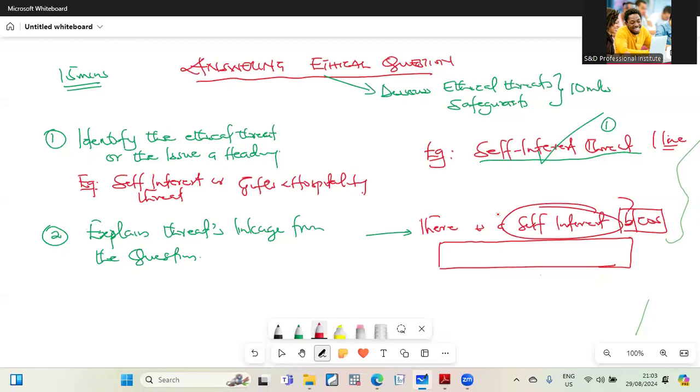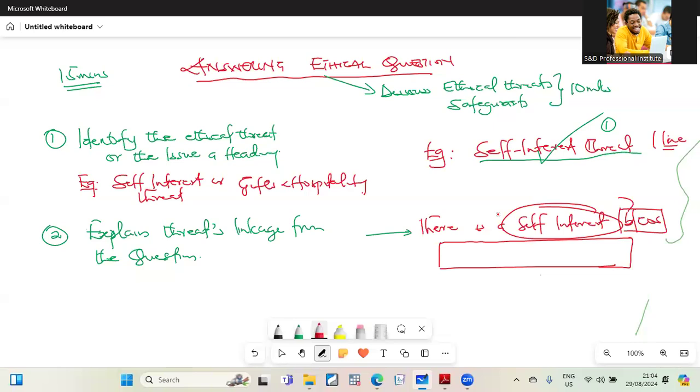So if it was a share they were owing, then you write that. Pick it directly from the question, not what you think elsewhere. Don't go and do a gamma lizard. Pick it directly from the question. So: there is a self-interest threat because, and you pick it directly from the question.